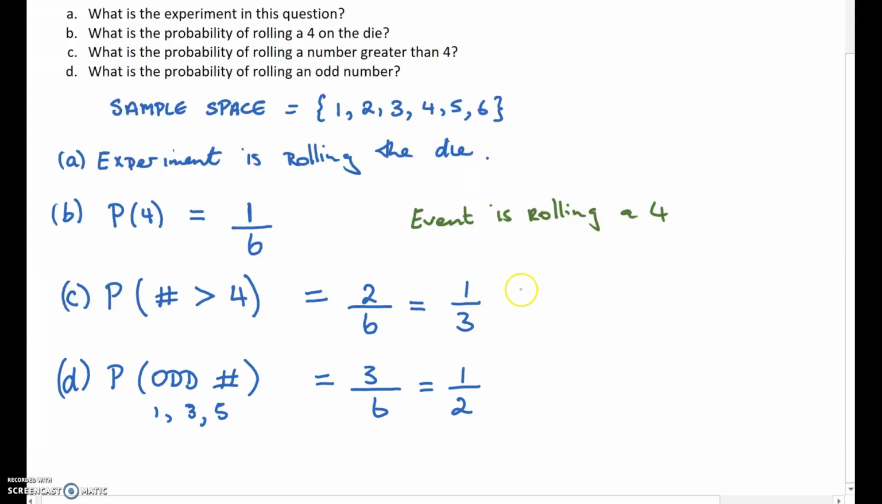In part C, the event was rolling a number greater than 4. So the event is the thing that you want to achieve. Okay, and in part D, the event was rolling an odd number.